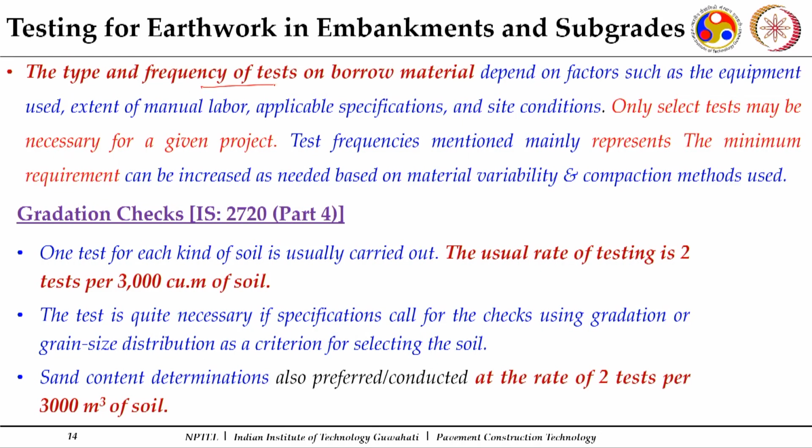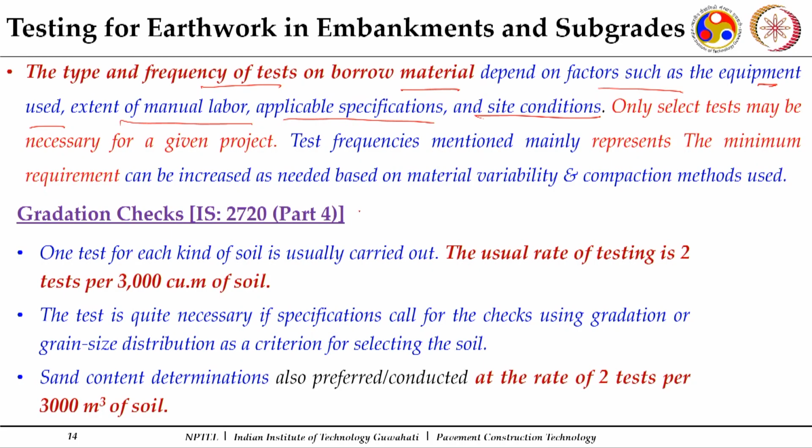So, the type and frequency of tests on borrow material depend on factors such as the equipment used, the extent of manual labor, applicable specifications and site conditions. You can know that there is a lot of variability found in the section which is getting constructed. So, if you find that variability is more, the frequency of the test can be more than what is stated in the specifications.